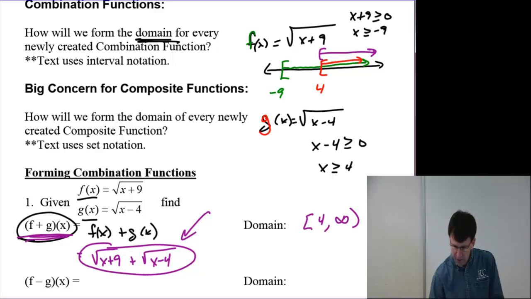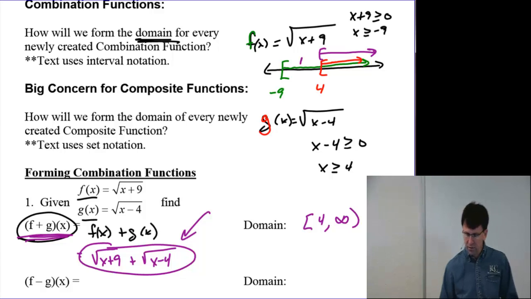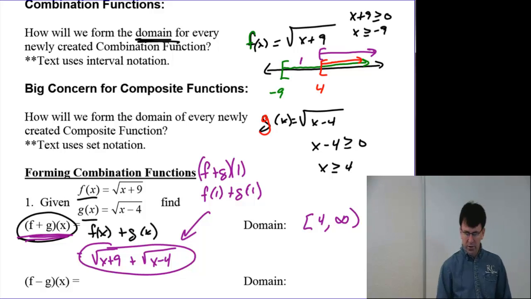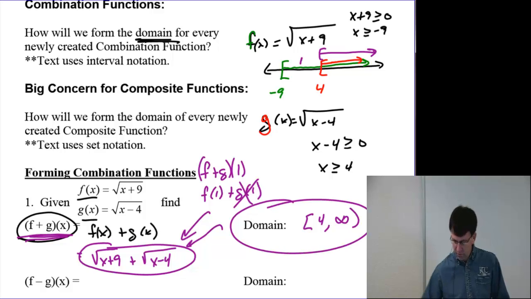4 to infinity. Now the reason why is because if I was to pick a number out here, let's just try and do (f plus g)(1). Well, that would be f of 1 plus g of 1. Well, f of 1 is certainly defined, but g of 1 is not, because that would be a negative number, and so this would be undefined. I'm not capable of doing it. So this combined function only works under this domain.